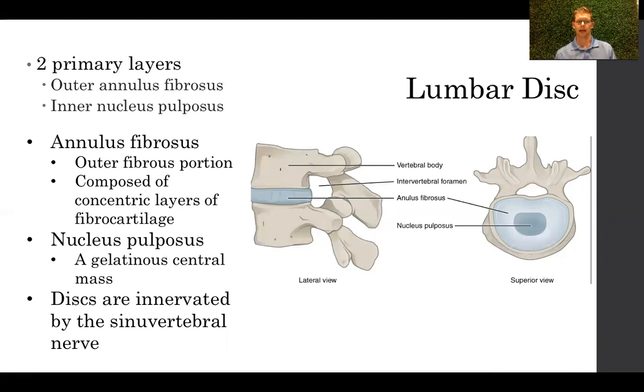When we talk about disc anatomy, you have two primary layers, your outer annulus fibrosus, and then the more inner nucleus pulposus. And you can see those two layers in the picture on the superior view on the right.